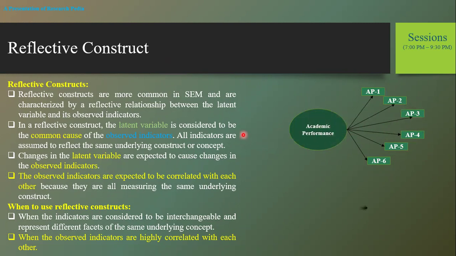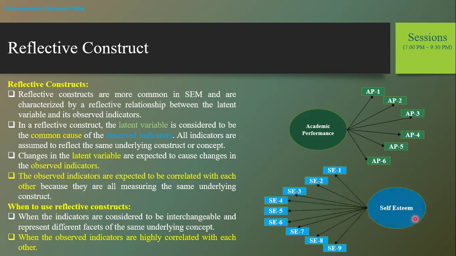In the same way, you can also see the self-esteem, the direction of the arrow is towards the indicators. So when the direction of the arrow is towards the indicators, we consider it as a reflective construct. The second thing we have discussed over here is that these indicators like AP1, AP2, AP3, AP4, AP5, AP6 may be highly correlated with each other. So if they are highly correlated, it means you need to use the reflective constructs.